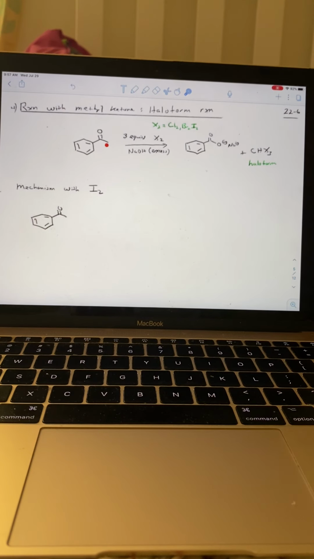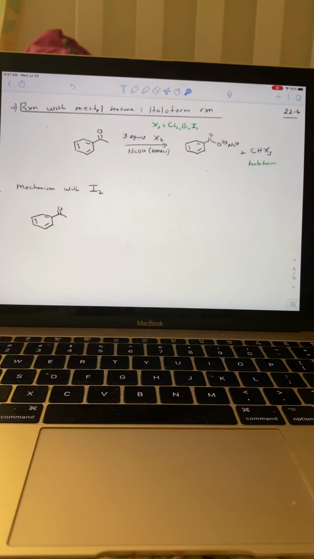And if you have a methyl ketone and you react it with 3 equivalents of some halogen, that's what X2 is representing here, so chlorine, bromine, or iodine, and in the excess of base, the strange thing is you actually end up with a carboxylic acid. And then you generate what's known as a haloform. So the most commonly known haloform is CHCl3, which is chloroform. Or you could have, if it's bromine, bromoform, or iodine, it's iodoform.